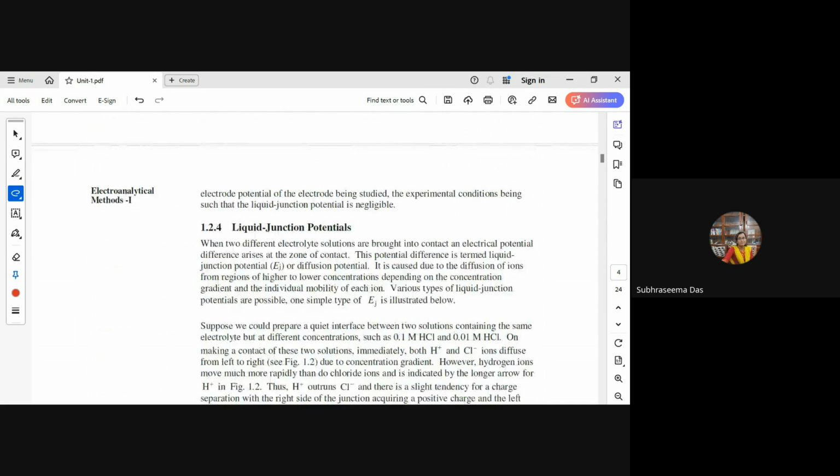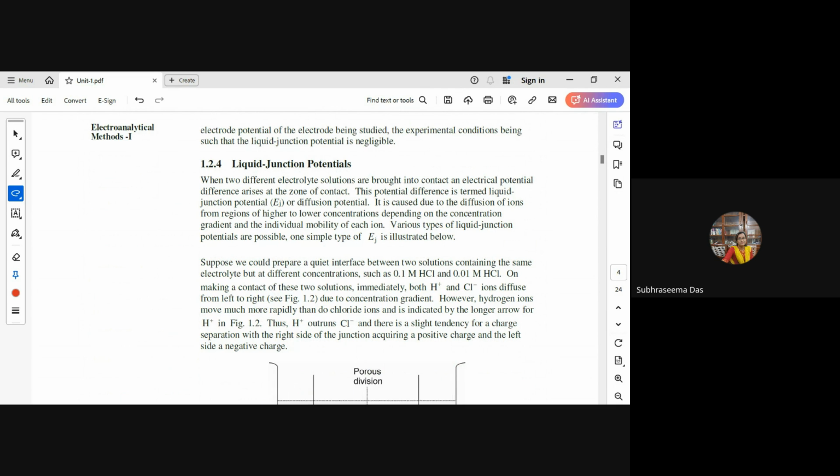Now, in relation to this electrode potential, there arises a very important factor called liquid junction potential, usually represented as LJP. Why does this liquid junction potential arise? This LJP arises when we mix two different electrolyte solutions and bring them to a point of close contact, an electrical potential arises at the junction of the contact. This potential difference, when two different electrolyte solutions are brought together, is termed liquid junction potential, LJP, or sometimes simply called diffusion potential.